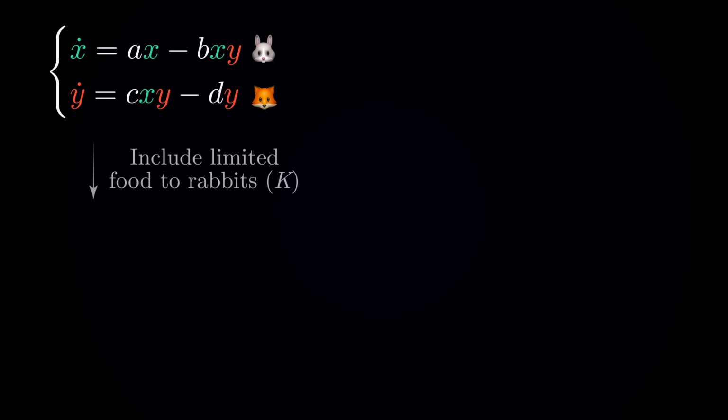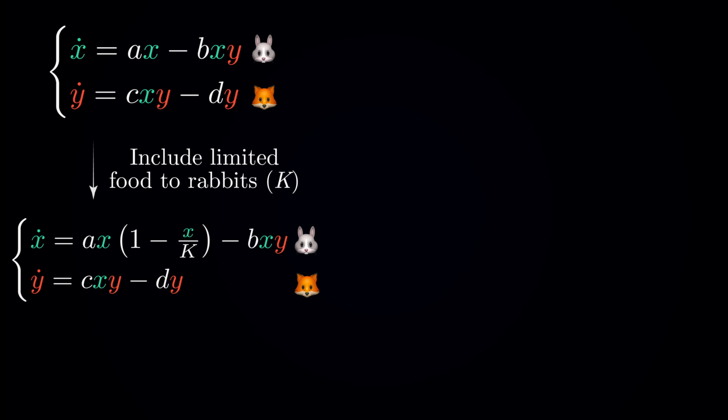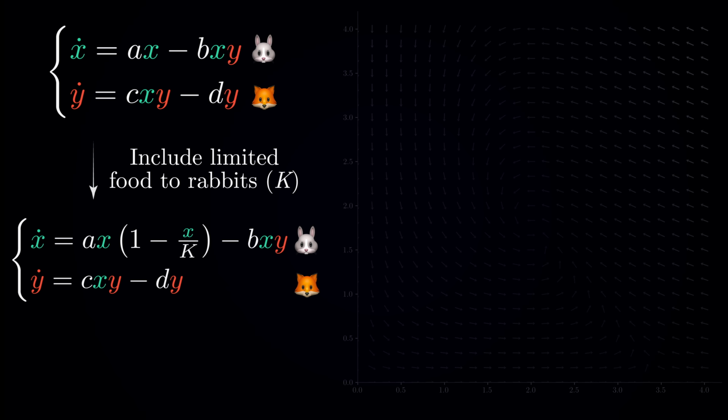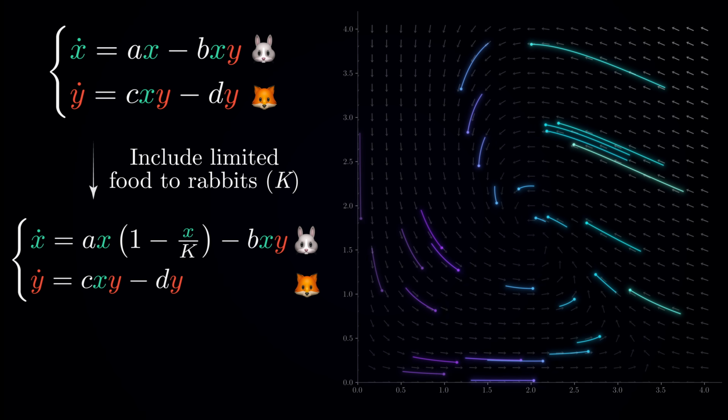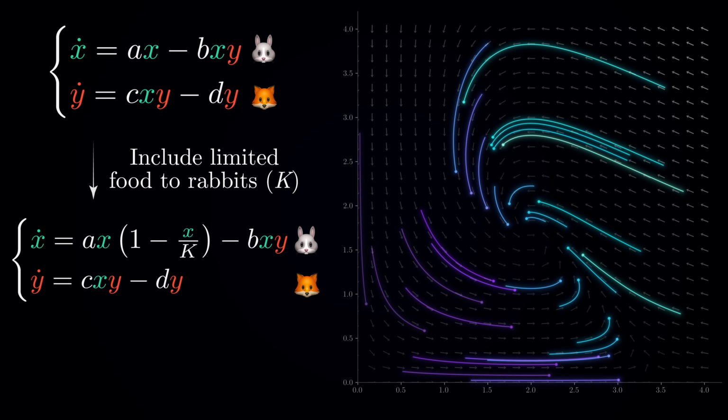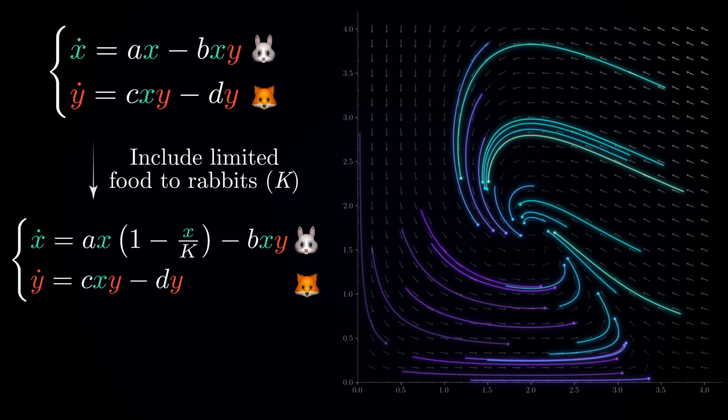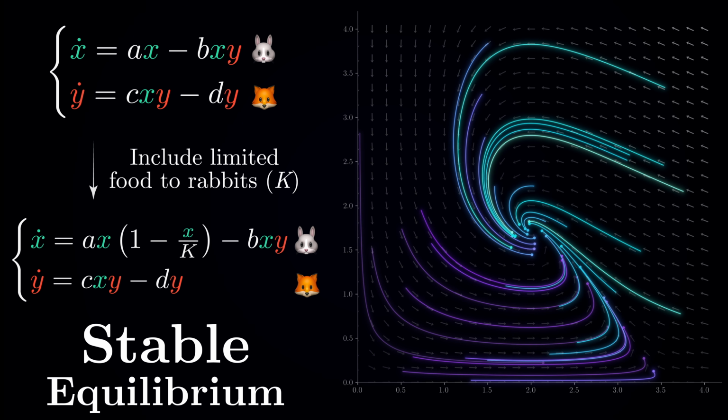Slightly modifying our system of equations to account for the limited availability of food to rabbits leads to another interesting behavior. Instead of a large number of cycles that can be realized depending on the initial condition, there is now a single stable equilibrium, which all trajectories converge to, defining the stable balance between rabbits and foxes.